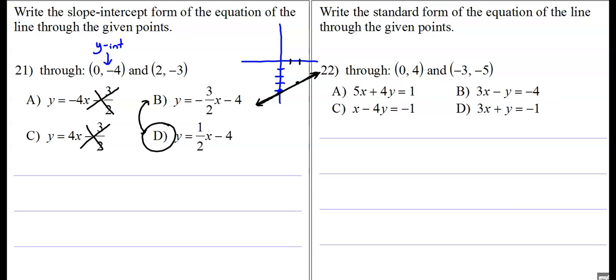You also could use these 2 points to find the slope. You know, I could do y minus y, and then x minus x. And that would have given me the 1/2, even without the picture.